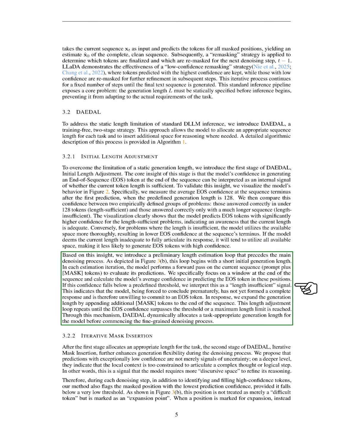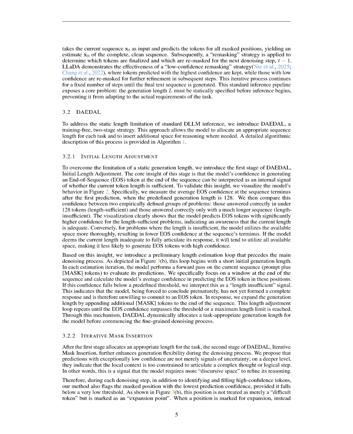Based on this insight, we implement a preliminary length estimation loop before the main denoising process. This loop starts with a short initial length and evaluates the model's predictions. If the confidence in predicting the EOS token is below a certain threshold, we interpret this as a signal that the length is insufficient. In response, we extend the generation length by adding more masked tokens. This loop continues until the EOS confidence exceeds the threshold or we reach a maximum length limit. Through this mechanism, DAEDAL dynamically adjusts the generation length to suit the task before we begin the detailed denoising process.